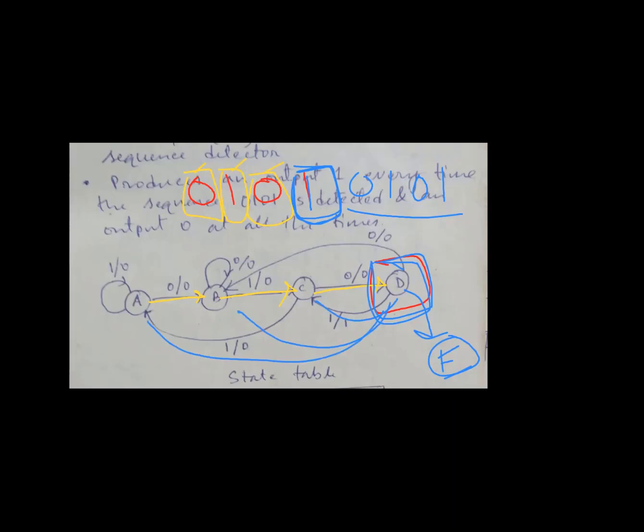Why? Because your sequence may repeat. Now the question is, which state should we go back to? Which state? Either to C, or to A, B or to A. To which state should we go back? For that case, we have to simply look at the forward scenario.